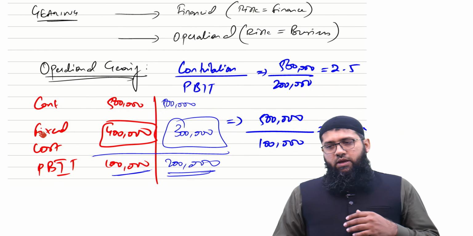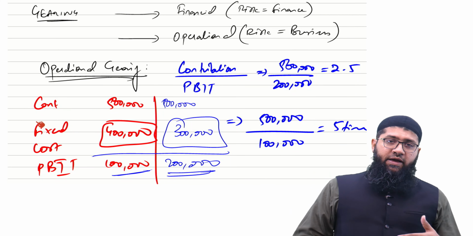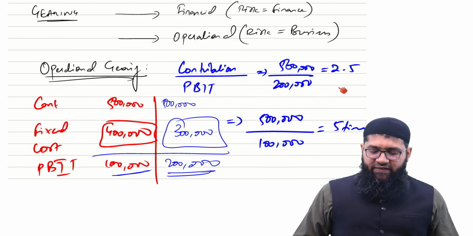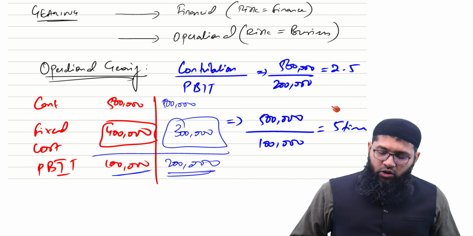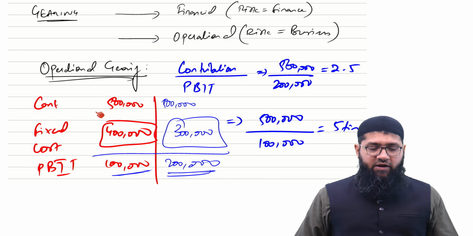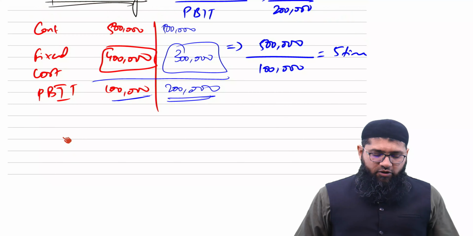So the higher the fixed cost, the greater the operational risk is. Basically, the higher this ratio is, the riskier the company is. So that's actually about the operational gearing.